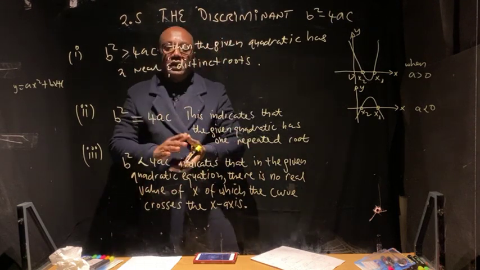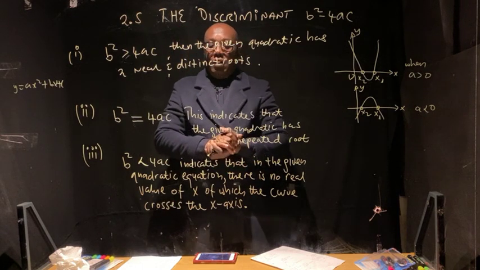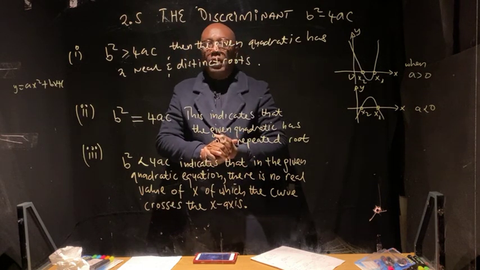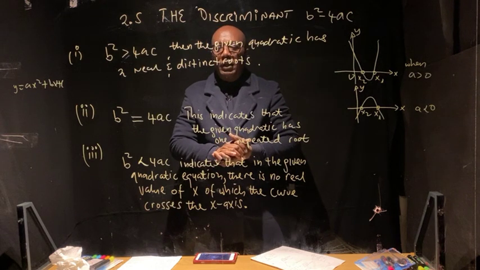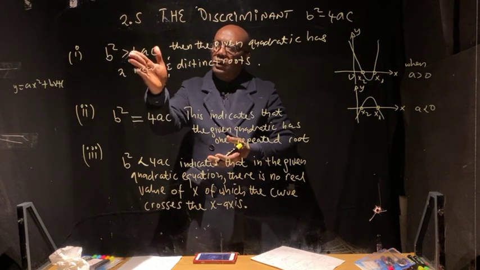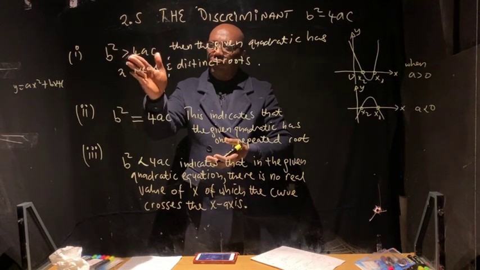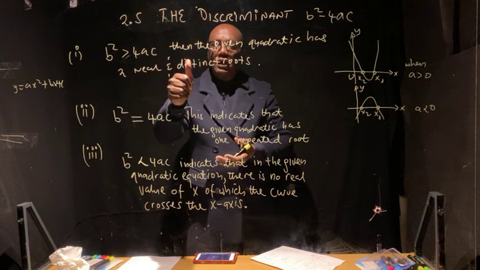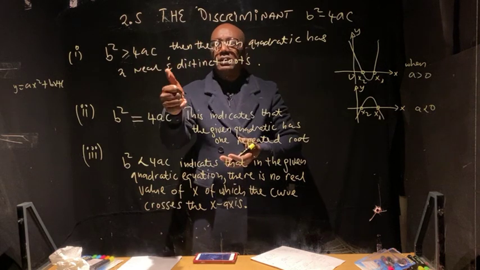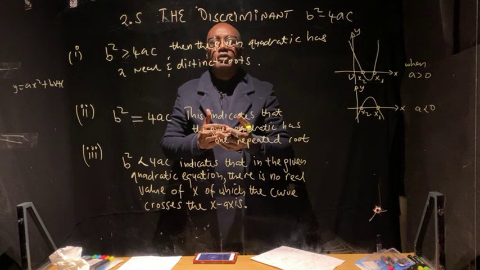So these are the basic things that we are considering on the discriminant. Now we are going to examine these concepts in detail. b squared greater than 4ac is the first one. We have said that when that happens, it indicates that there are two real and distinct roots.